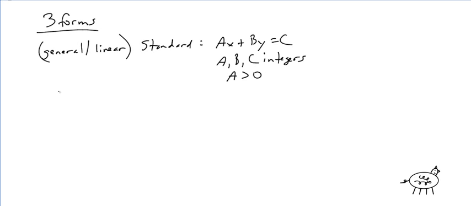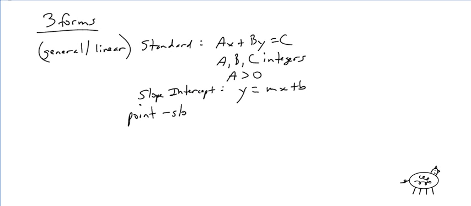And then we have our slope-intercept form. That's just y equals mx plus b. We already talked about slope is m and b is your y-intercept. And then the last one, which actually is really handy, is called point-slope form. That's going to be y minus y1 equals m times x minus x1.